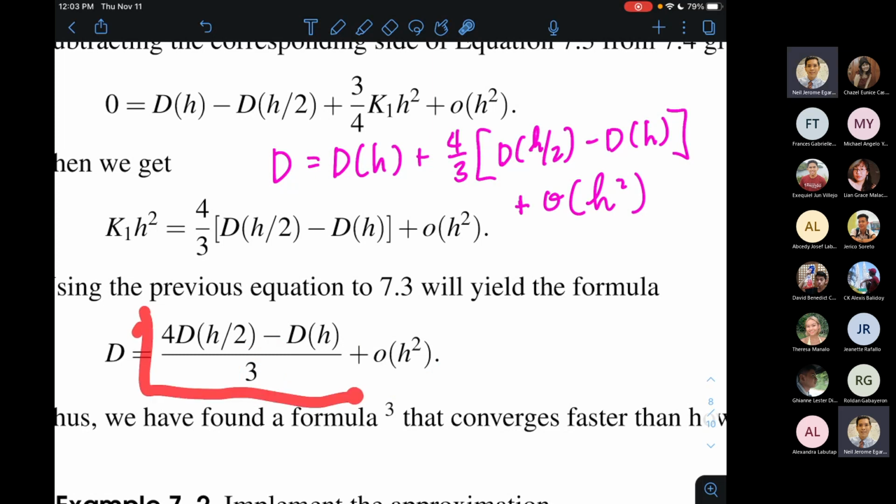Now, this formula will require us to use two approximations. Pero ang kagandahan dito, yung sequence na makukuha natin with this approximation is guaranteed to converge faster than the simple implementation of the method. All right. Now, I think we are now ready to look at the machine implementation of this Richardson extrapolated formula.